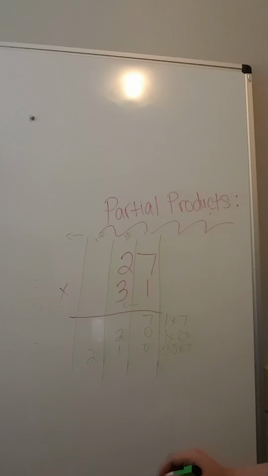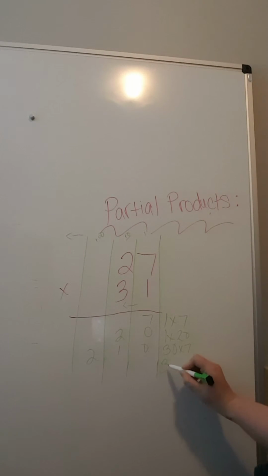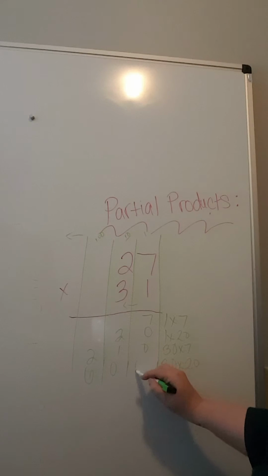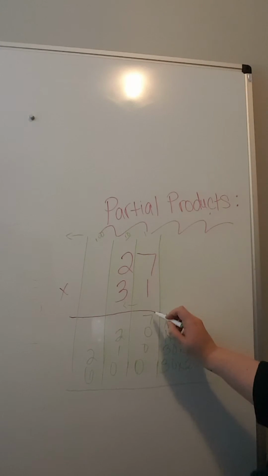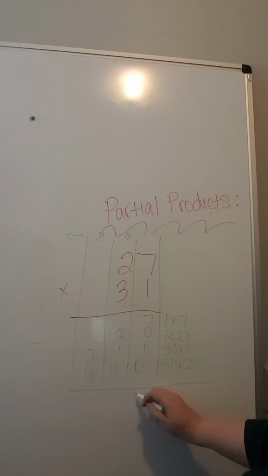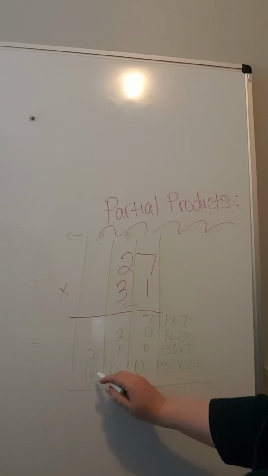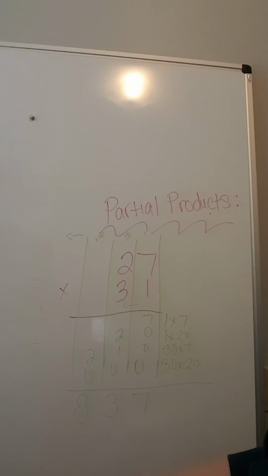And then finally, we're going to take 30 times 20, which is 600. So let's do just like we did before and add it up. That would be 7. 2 plus 1 is 3, and then 6 plus 2 is 8. So our answer for that one is going to be 837.